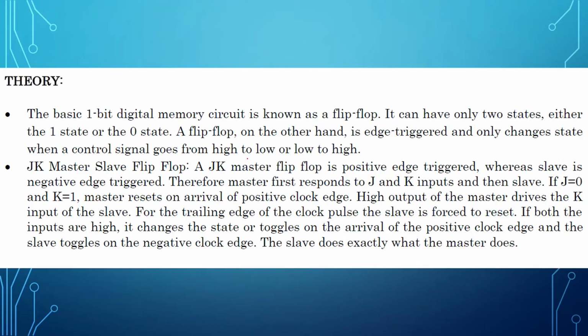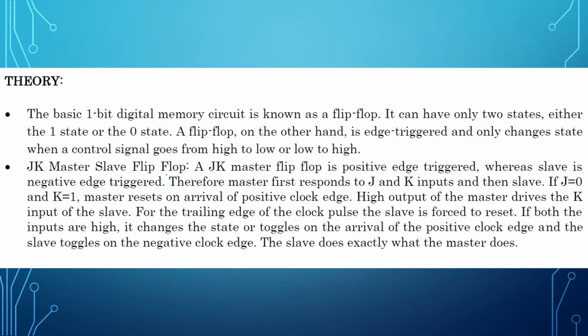The theory has already been explained to you. The basic 1-bit digital memory circuit is known as a flip-flop. As I said, it is going to store 1 bit of data. It can have two states, bistable, either state 1 or 0. A flip-flop, on the other hand, is edge triggered, which means it can change state when the control signal, your clock edge, goes from high to low or low to high. So basically it is clock controlled, with two states.